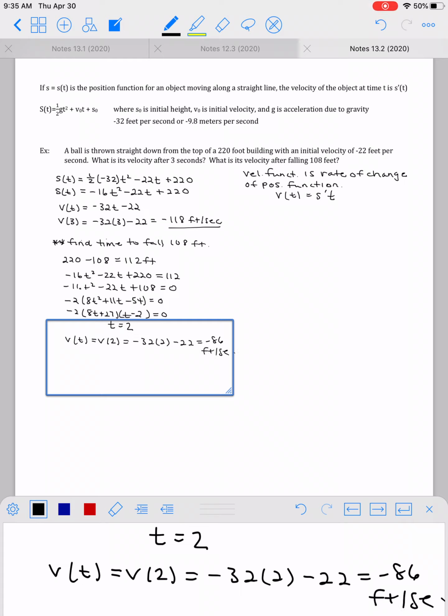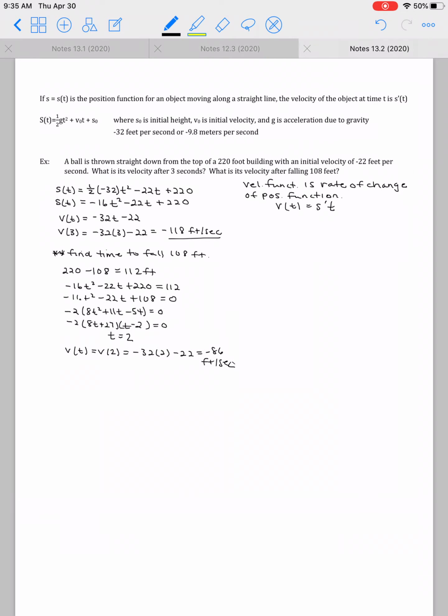So just another small example. You'll see lots of applications for the derivative, but I just wanted to show you a quick one to kind of expose you to the ways that we can apply that.